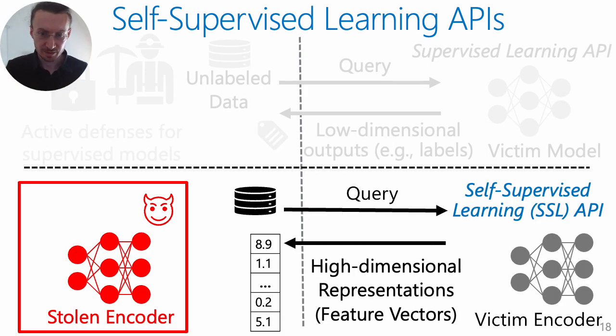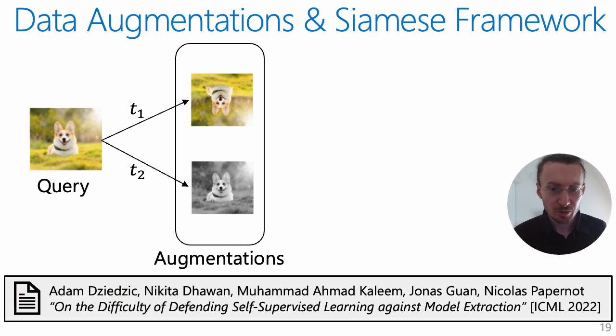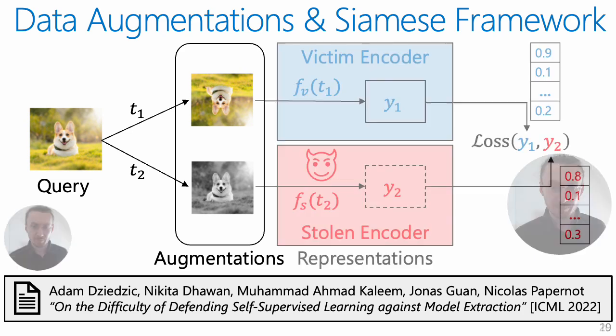After the introduction to SSL, self-supervised learning, now we will discuss how to obtain stolen encoders from a given victim encoder. First, we will show how to extract SSL encoders, and then we will discuss potential defenses. So the framework of the encoder extraction is inspired by Siamese networks. For an input query, here represented as an image of a Welsh corgi dog, we generate two augmentations by applying horizontal flip and grayscale transformation.